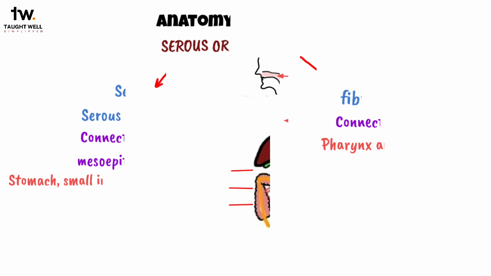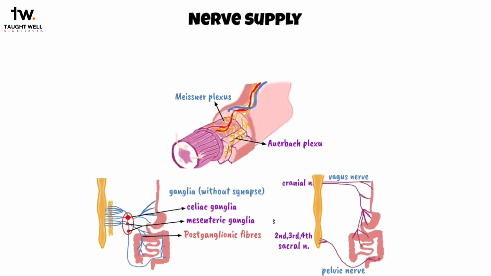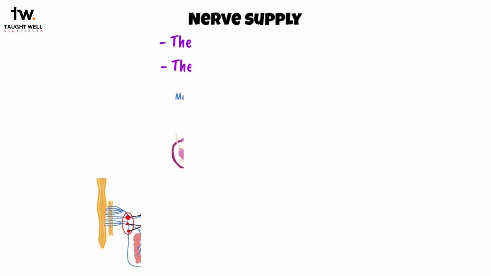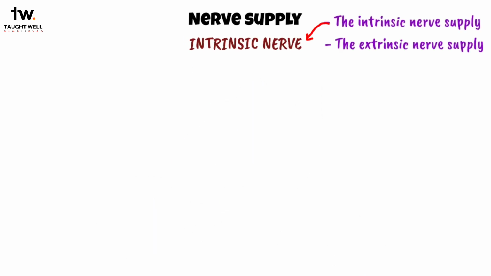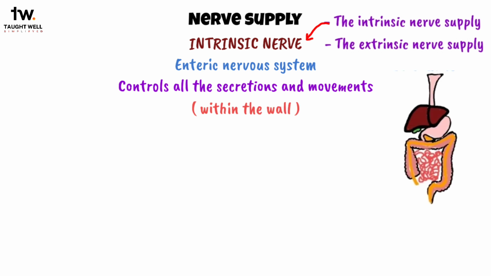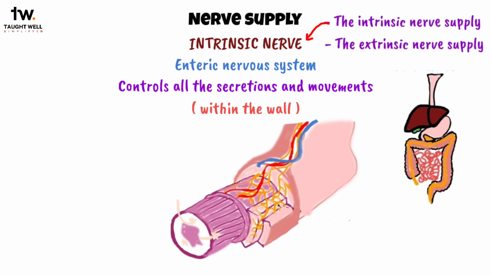Now, let's discuss the nerve supply of the GI tract. There are 2 main parts of this: the intrinsic nerve supply and the extrinsic. Intrinsic nerves to the GI tract form the enteric nervous system that controls all the secretions and movements of the GI tract. Enteric nervous system is present within the wall of the GI tract from the esophagus to anus. Nerve fibers of this system are interconnected and form two major networks called Auerbach plexus and Meissner plexus.